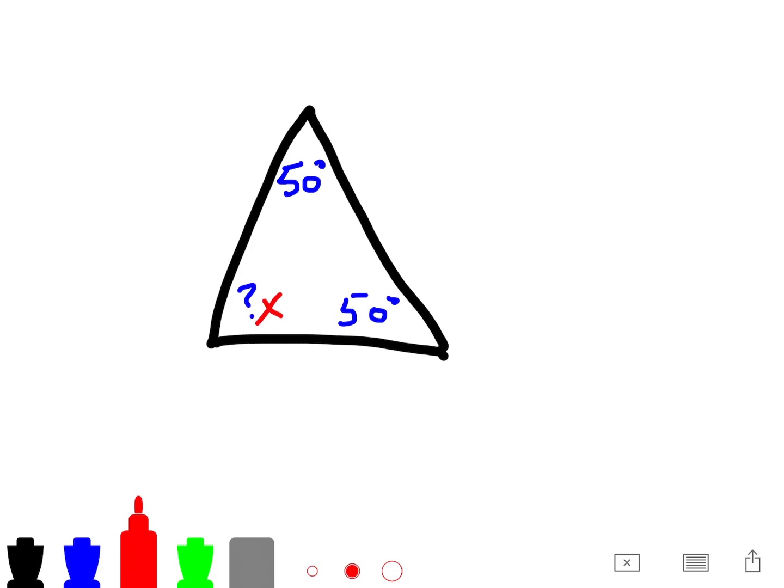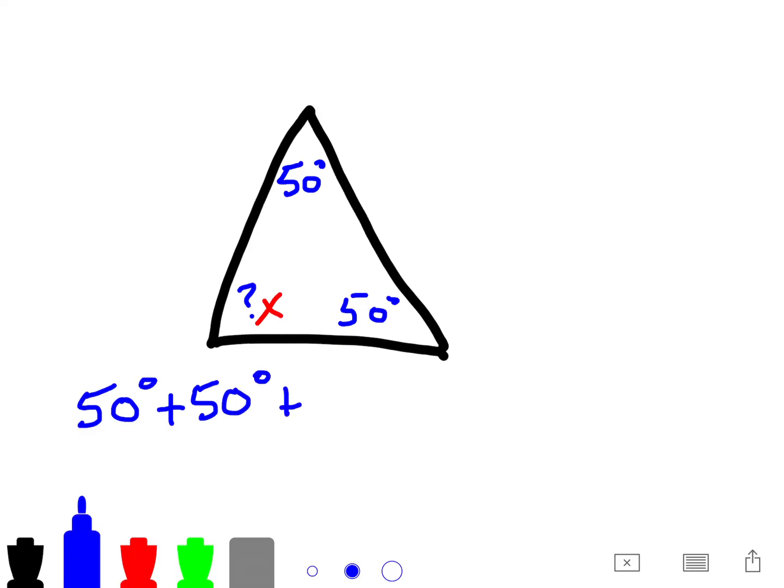So I'm going to call this x so that I can actually use it as a variable. But we don't have to. I'll do it both ways. So our formula is 50 degrees, plus 50 degrees, plus question mark, or you could use your x, equals, how much do all three angles add up to be? 180 degrees. Now this is only true for the inside of a triangle, so keep that in mind.